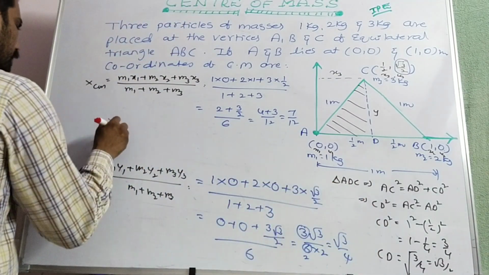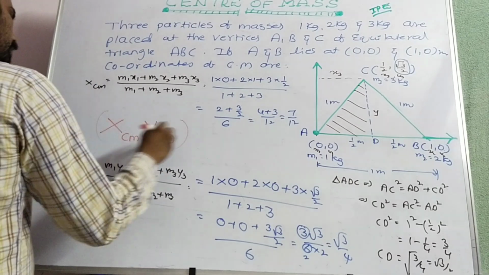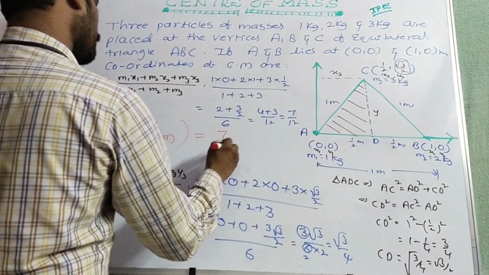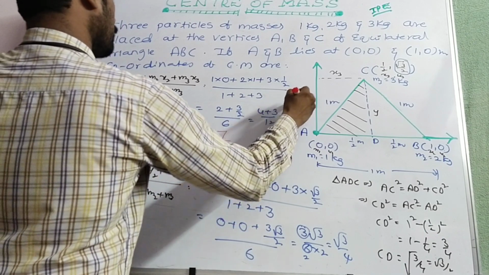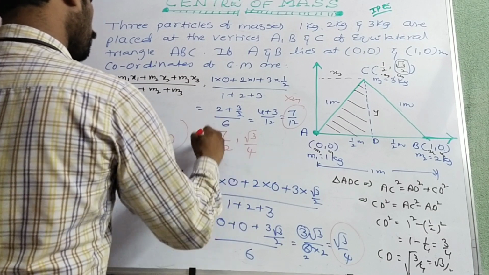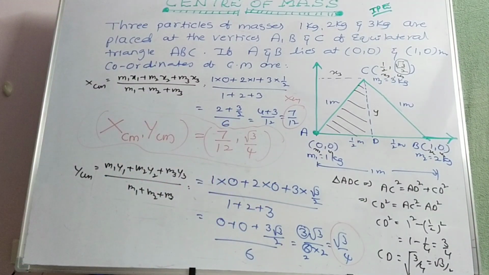Now the answer: XCM comma YCM is equal to 7 by 12 comma root 3 by 4. This is the answer for the given problem.